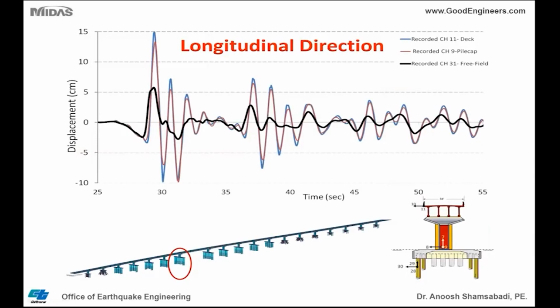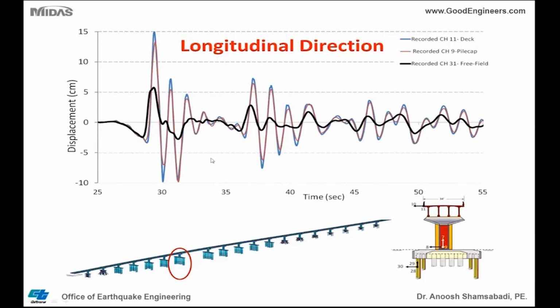So these are the recorded motion in the longitudinal direction of the bridge. I'm looking at basically channel 11, which is the longitudinal direction, and channel 9, and free field motion, which is somewhere at the base of the column, or at the base of the piles. So the black line is a recorded motion, which is channel 31, free field. Channel 9 and channel 11 are recorded motion at the bottom of the column and top of the superstructure.